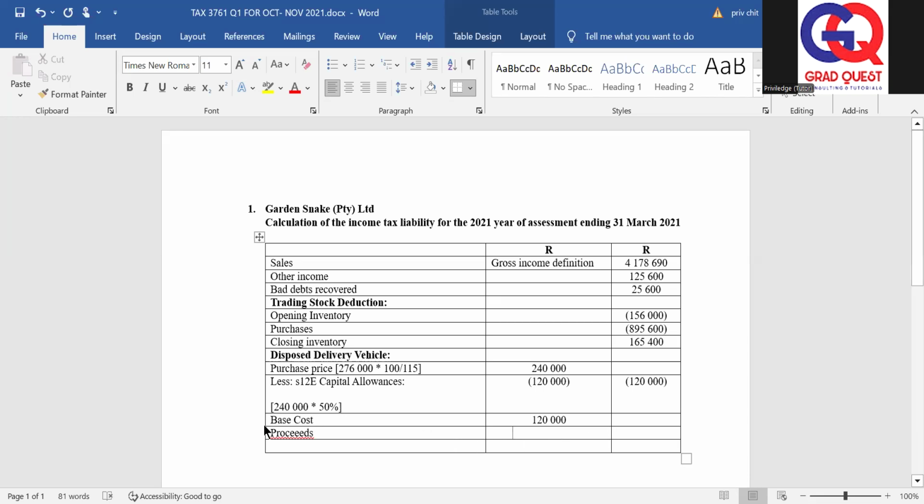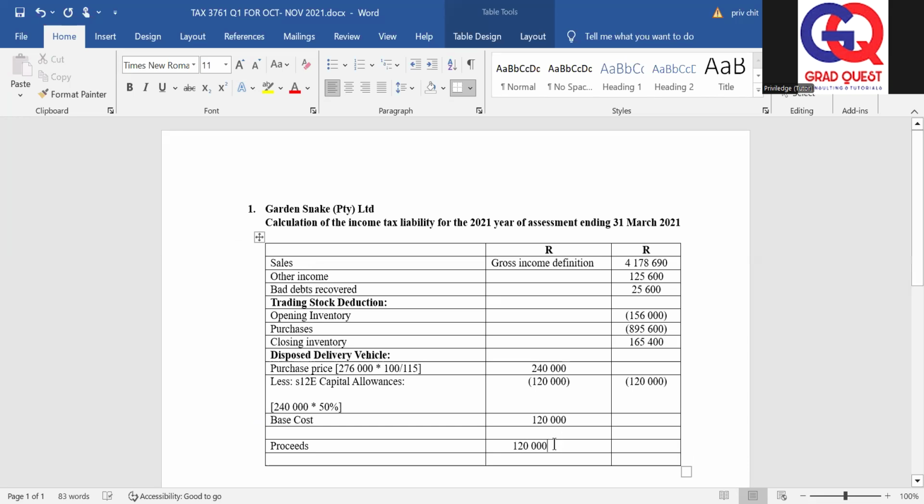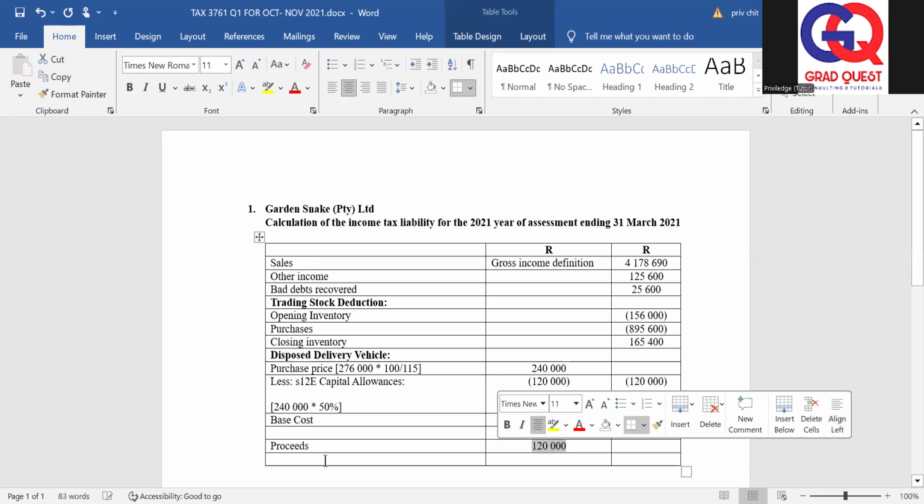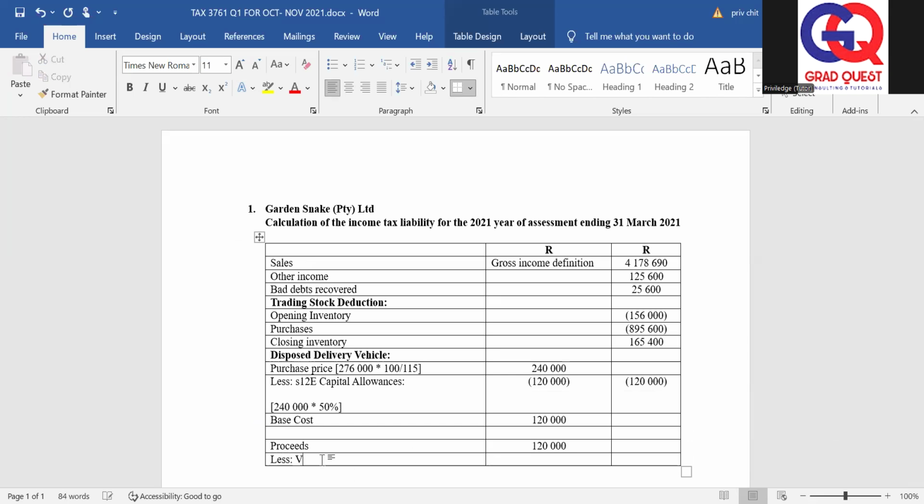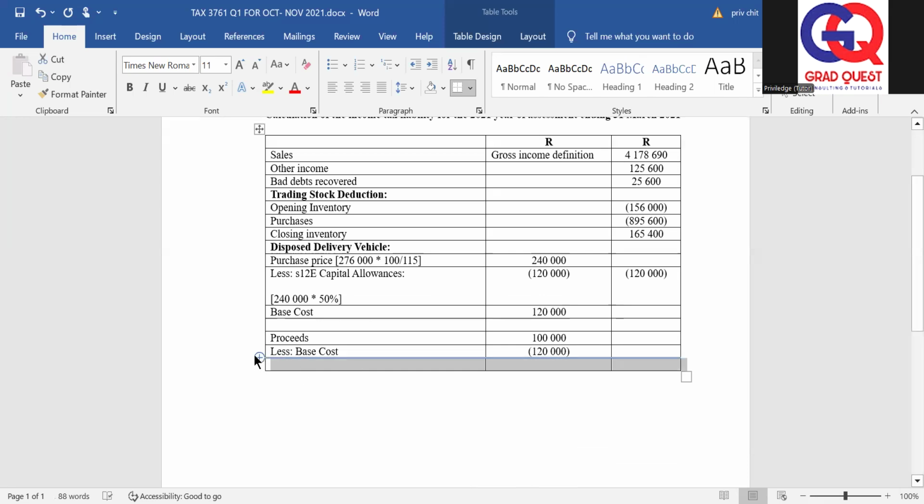In fact, if you want to make it easier, you would show it this way. You need the proceeds, and you would need to subtract from that the base cost. So the proceeds is not 120, my apologies. It's actually 100,000 because that's what we got from the insurance cover. But then the base cost we have already calculated. It's 120,000. So if you look at the difference between the proceeds and the base cost, what do you see? Is the proceeds lesser or is it greater than the base cost? That's my question to you.